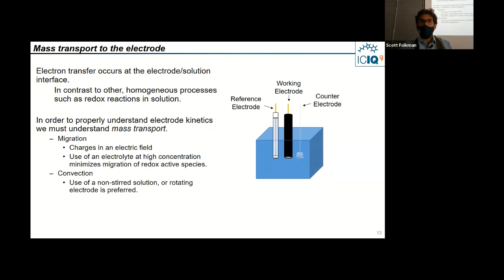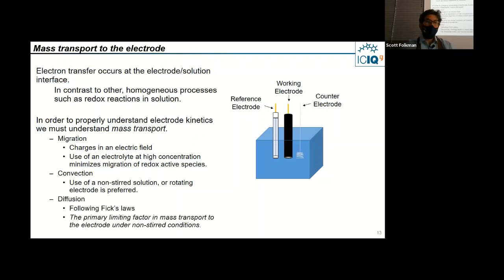The next way that we can have mass transport to the electrode is through convection. So we can stir a solution. If we're evolving a gas, typically we want quite a high flux of solvent to remove bubbles from the solution. Or if we're doing more electroanalytical chemistry, oftentimes a rotating disc electrode is used because we can rotate at different rates and control the flux of species to the solution in a very precise manner.